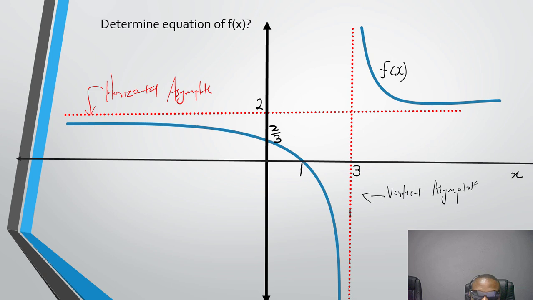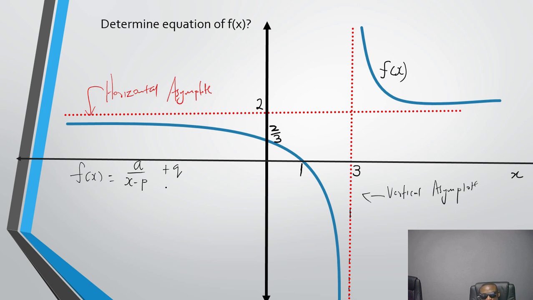So what I'm going to do, I'm going to write down the standard form. I will say most of the hyperbola functions are in this form: f of x equals a over x minus p, plus q. Yes, the hyperbola function is in this form: f of x equals a over x minus p, plus q.